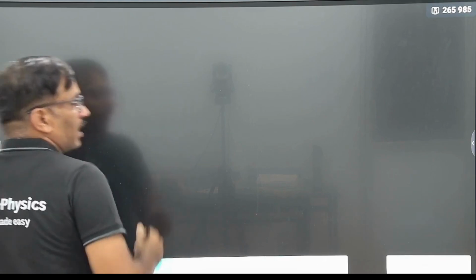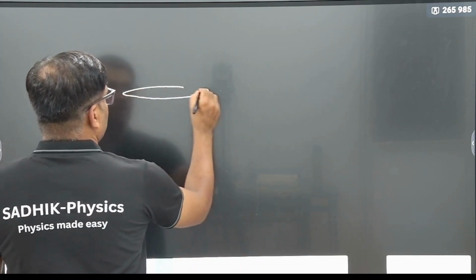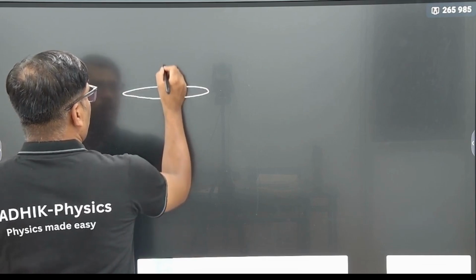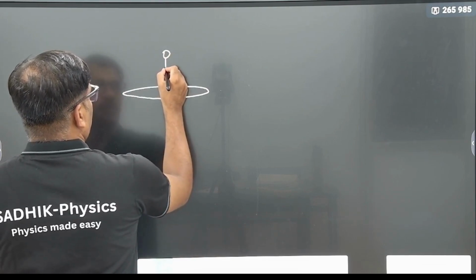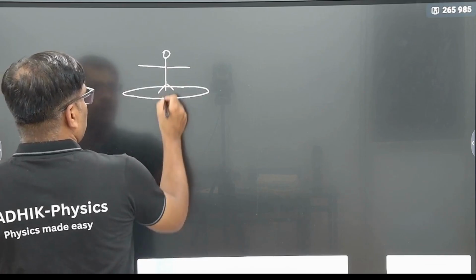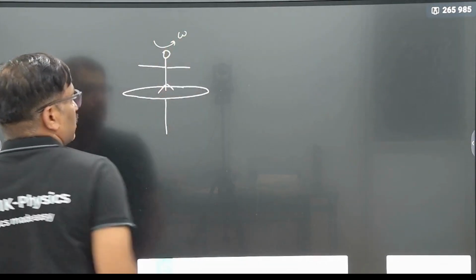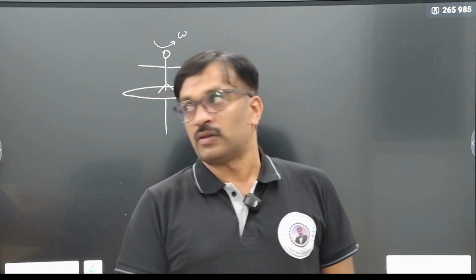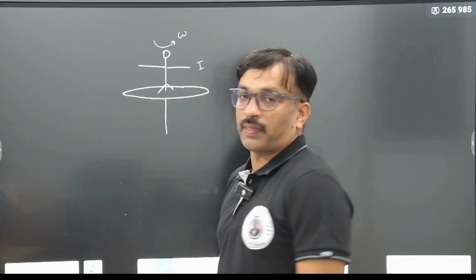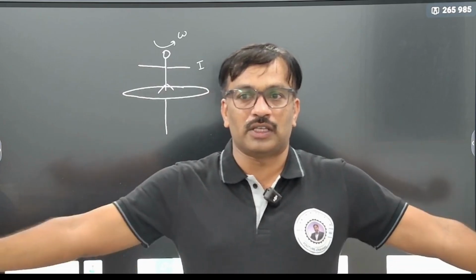Suppose we do a simple experiment. Let us say there is a turntable, a rotating chair. On it there is one person, stretching his hands out and standing. This table is rotating with an angular velocity omega. When the person is stretching his hands like this, he has moment of inertia I. Once he started rotating while standing on this, he is rotating with an angular momentum.